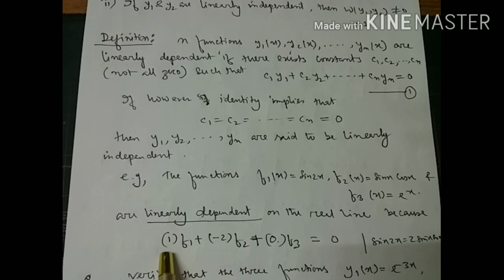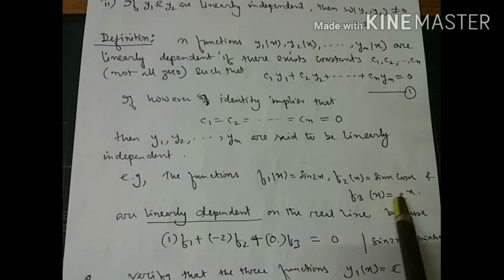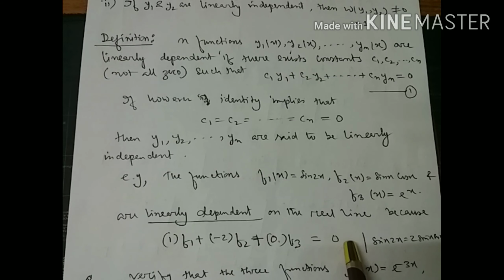We are taking c1 equal to 1, c2 equal to minus 2, c3 equal to 0, and it always becomes 0, because 1 into f1 is sin 2x, minus 2 into f2 is minus 2 sin x cos x, which means minus sin 2x, so it cancels, and 0 into e to the power x equals 0. So the linear combination of these three functions is equal to 0, but the constants 1, minus 2, 0 are not all 0. So these functions are linearly dependent, right?